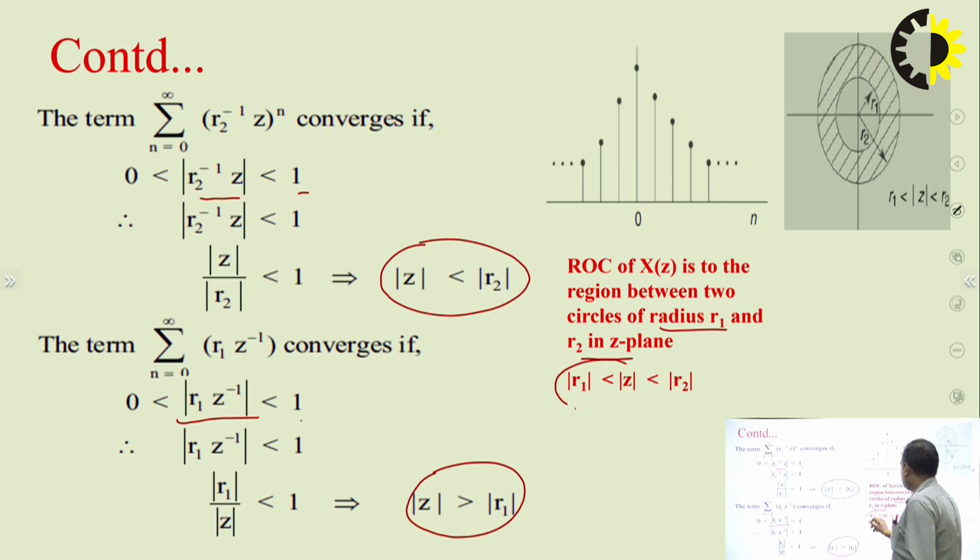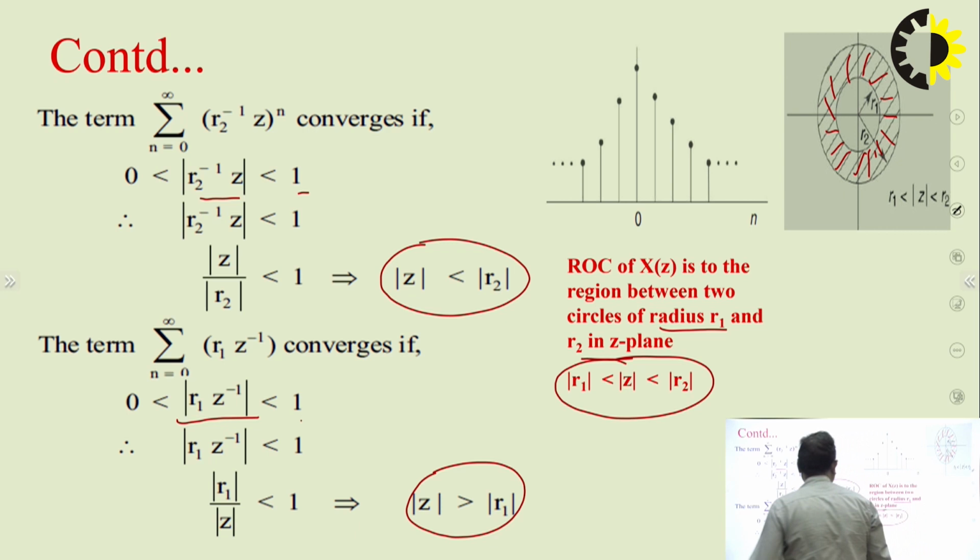So here you can see that the ROC is mod z between mod of R1 and mod of R2. This is the inner circle and this is the outer circle, and the ROC is this shaded area. Another important thing is that here, for the anti-causal part, the radius R2 is greater than the radius R1. If the condition is different, meaning R1 is greater than R2, then you will not get this overlap area. There will be no overlap, and in that case no Z transform exists.